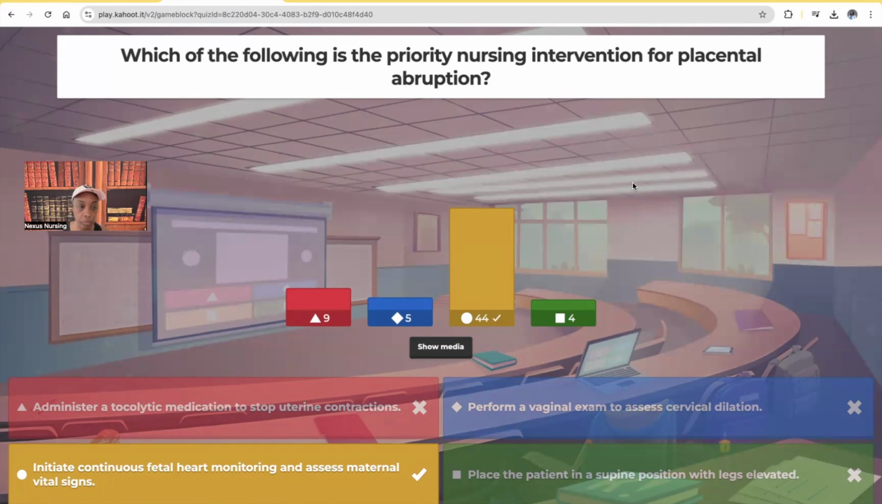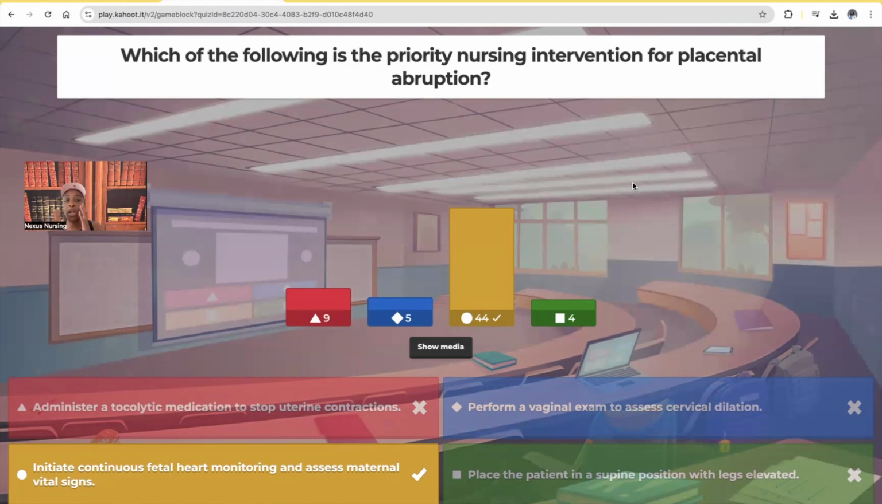Okay, good. It's still the correct answer. You're still going to initiate continuous fetal heart monitoring and assess maternal vital signs. That doesn't change. That is still the correct answer. I just had to correct that statement I made about the tocolytics.